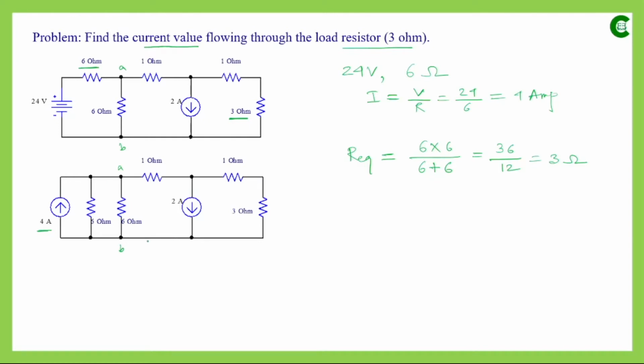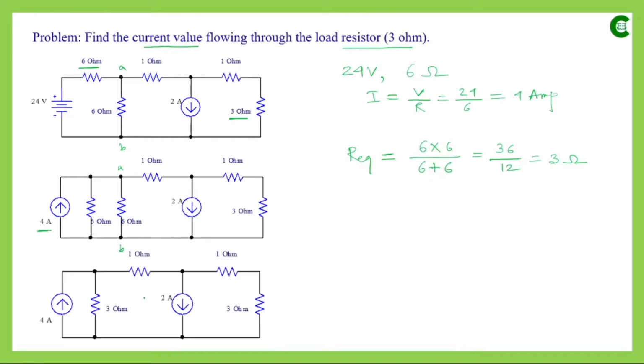Now the transformed circuit will look like this. We will have this current source having 4 ampere current value, and this 3 ohm is nothing but the equivalent resistance of these two resistors. We already had this as A and this as B, and the rest of the part will still remain the same.